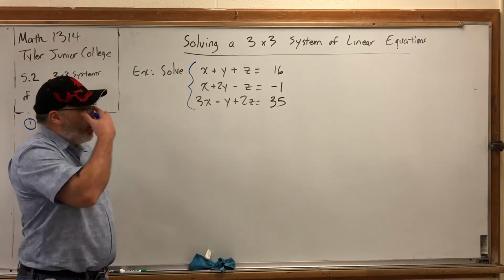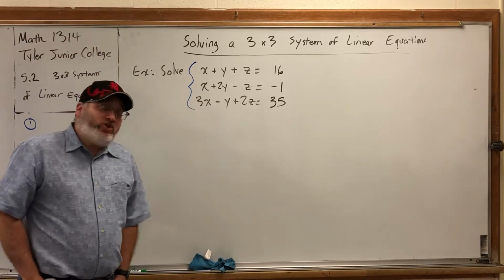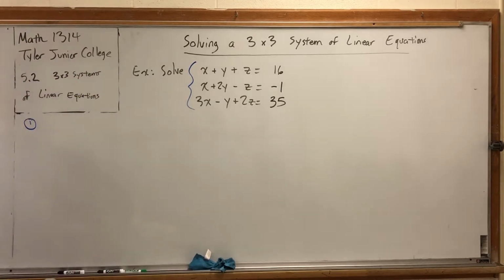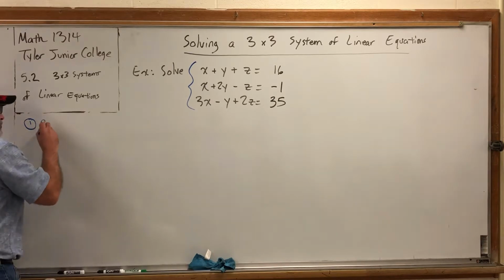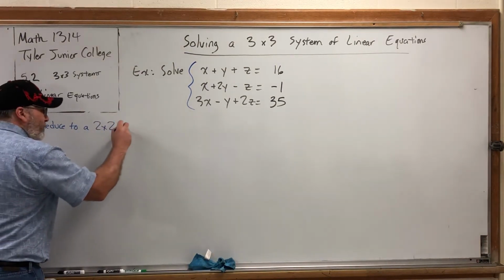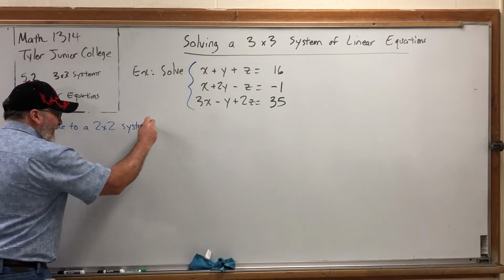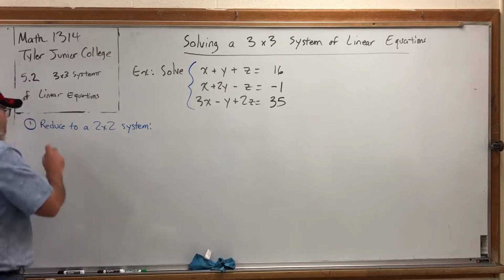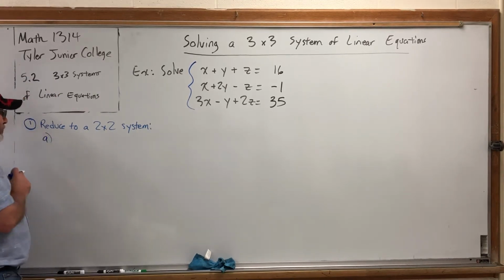In general, our plan of attack for solving a 3x3 system is to first reduce it to a 2x2 system. So step 1, reduce to a 2x2 system. But let's be a little bit more specific than that. How are we going to accomplish reducing a 3x3 system to a 2x2 system? We can do it in 2 general moves.